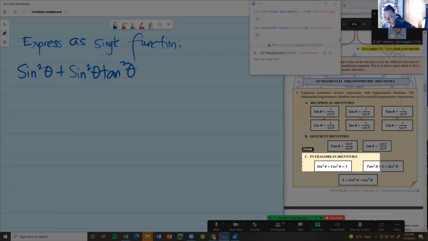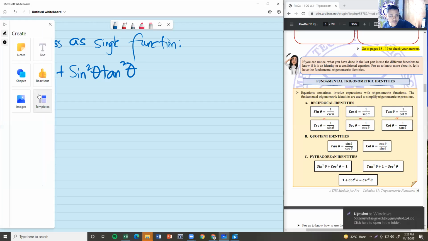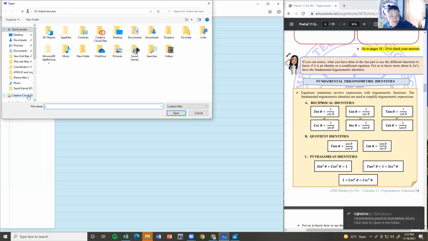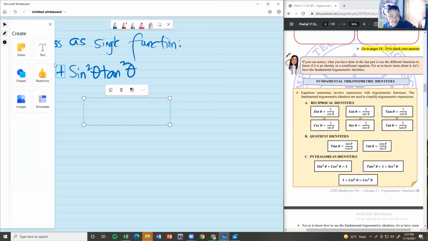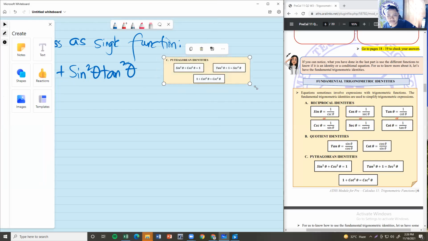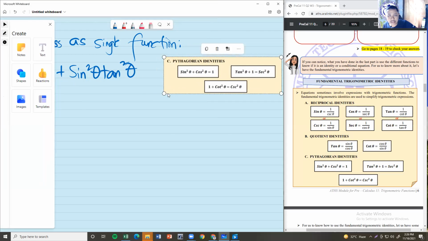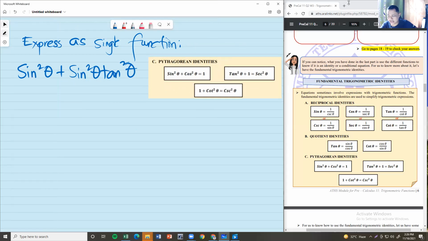Okay, wait lang. Let me add this image para masulatan natin. Here. Ayun. Sige nga. Which of this can we use as our pattern, as our guiding light in doing this process?